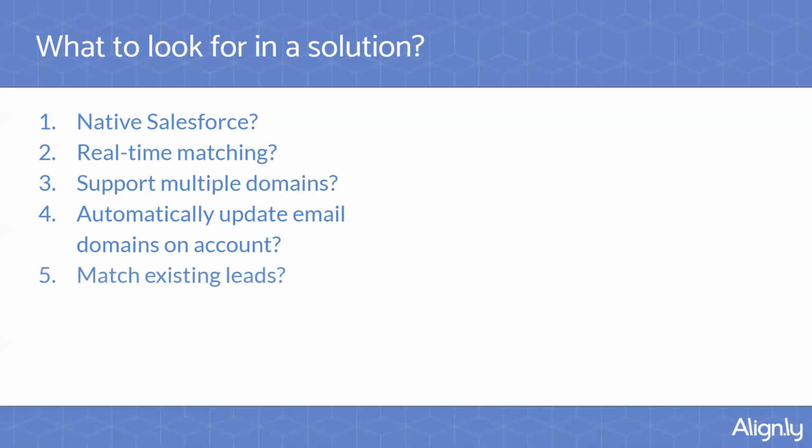Number 5 is matching your existing leads. You might already have 10,000, 50,000, 100,000 leads in your database. Can the solution you implement retroactively go through all those existing leads and match them? Really important. A lot of solutions will only look forward.